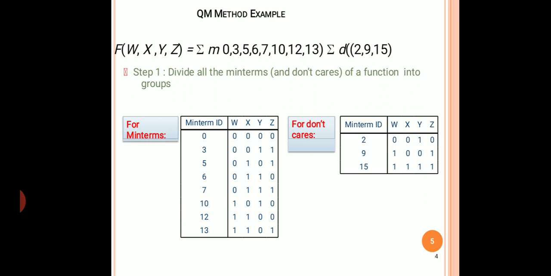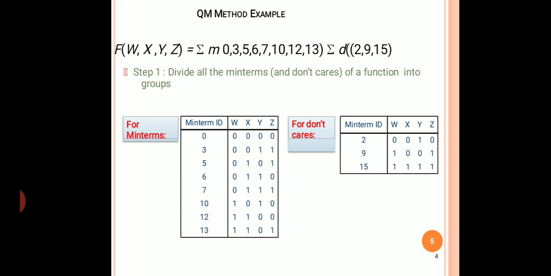As this is our first example, I have considered a simple question. The same process is to be followed even if the number of variables increases. Observe here, the function is of w, x, y, z. These are the 4 variables. Summation m of 0 to 13, and the don't cares are 2, 9, 15. So the first step is to divide all the min terms and don't cares of the function into groups.